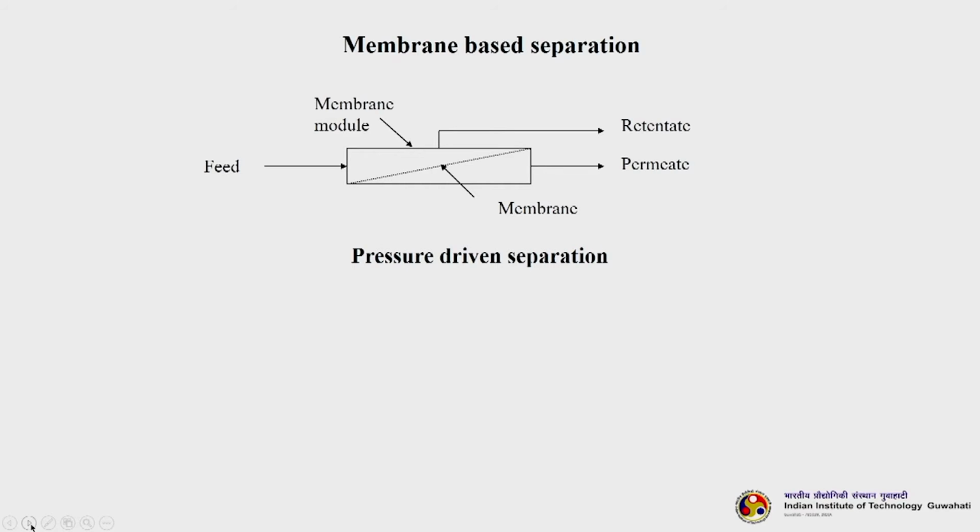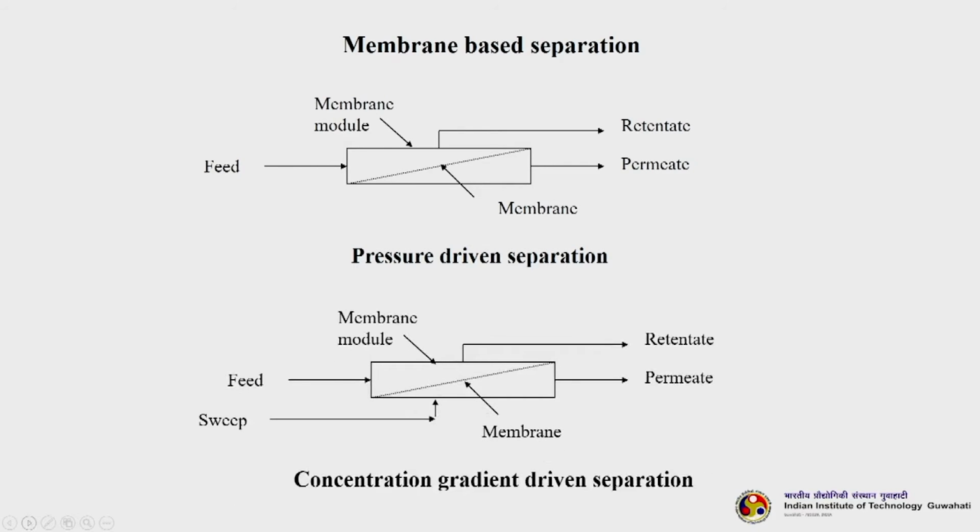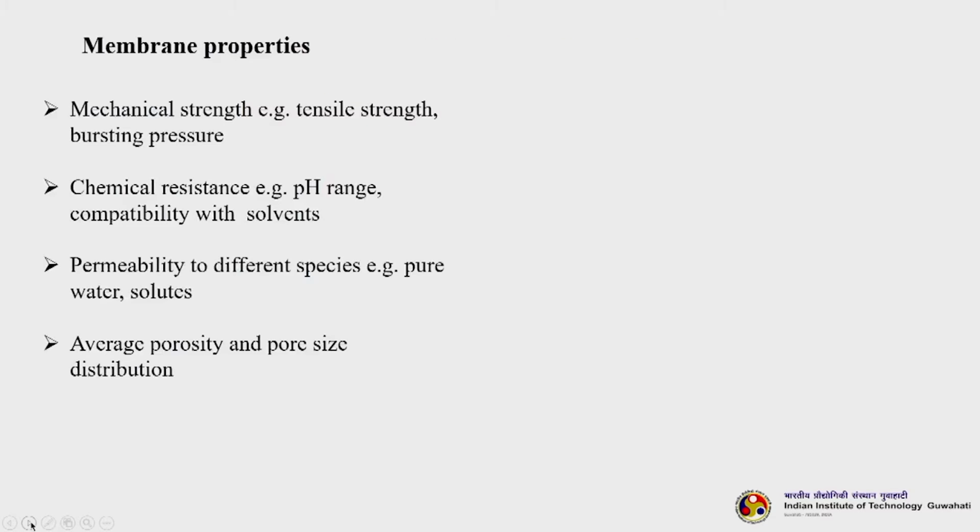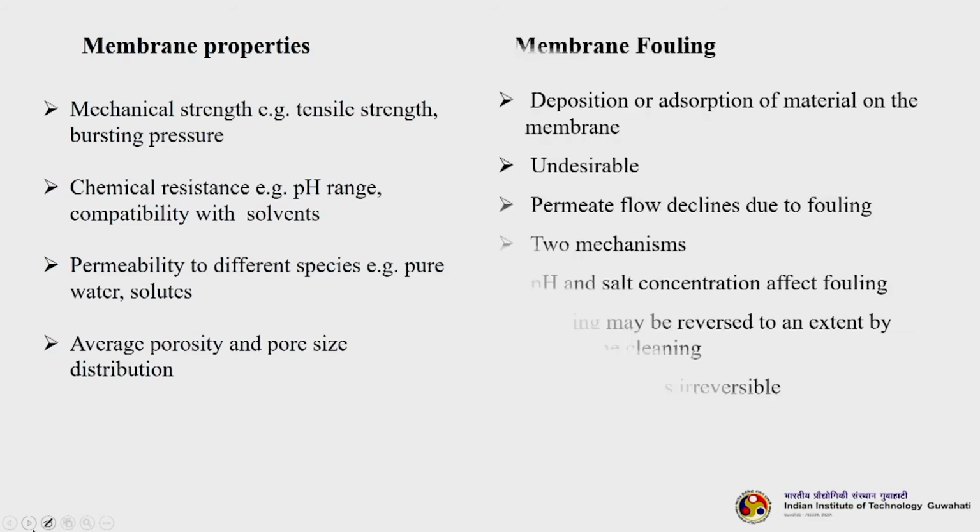Okay. So, either you have a pressure driven membrane separation, or you can have a concentration gradient driven separation, right. So, membrane properties include mechanical strength like tensile strength and bursting pressure, chemical resistance like your pH range, then permeability to different species, for example pure water and solutes, and average porosity and pore size distribution.